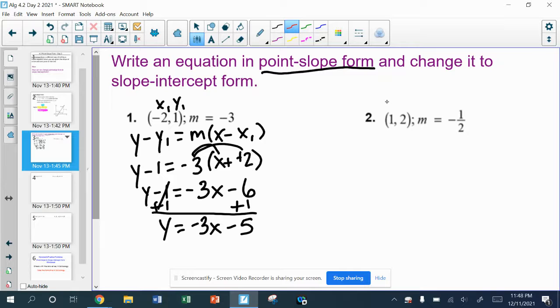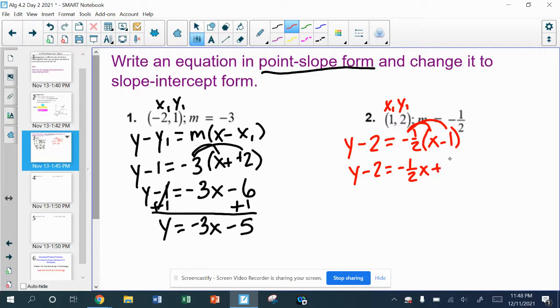In number 2, remember every ordered pair has an x and a y, and remember these are like my x1 and y1. So y minus my y number, which is a 2, equals negative 1/2 times x minus 1. First step is going to be distributing. So I'll have a negative 1/2 x, and a negative 1/2 times a negative 1 would be a positive 1/2.